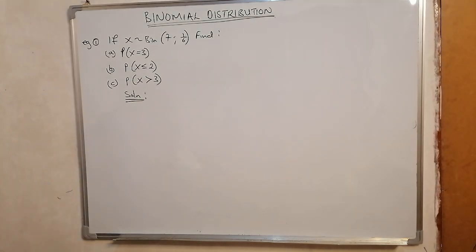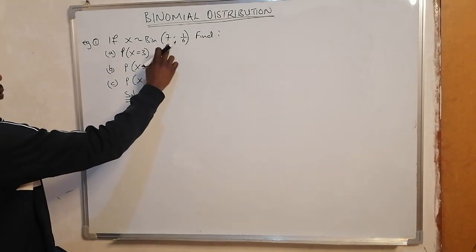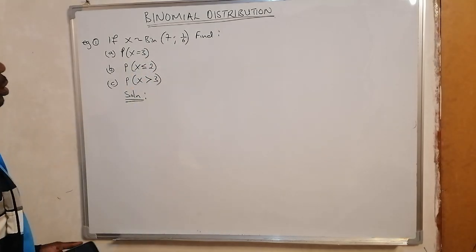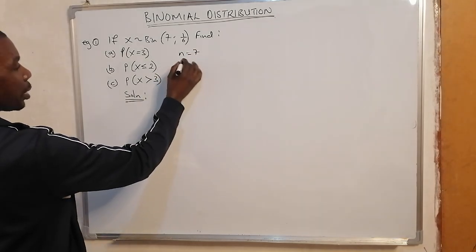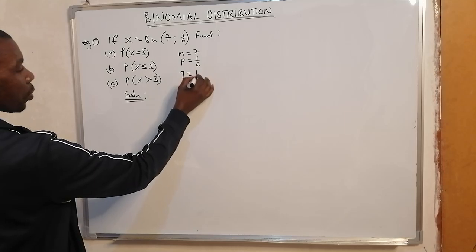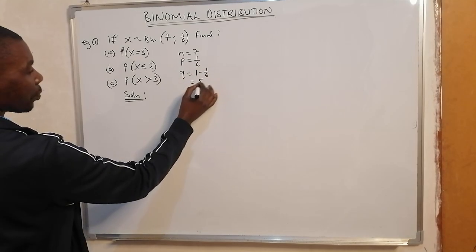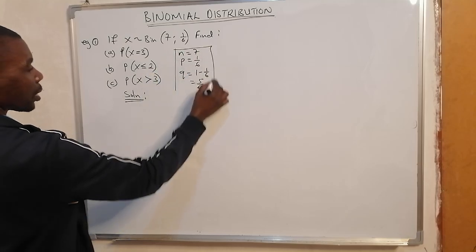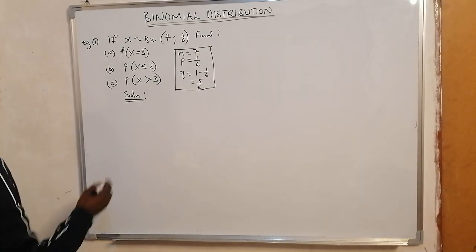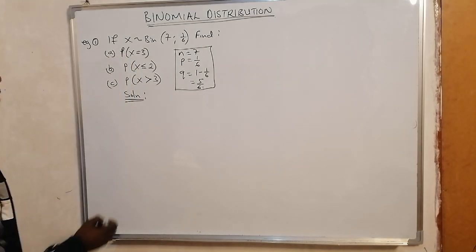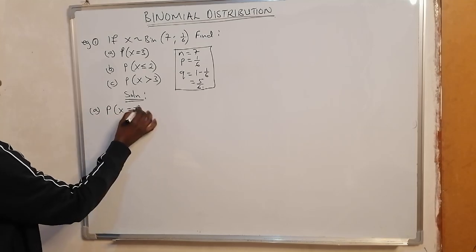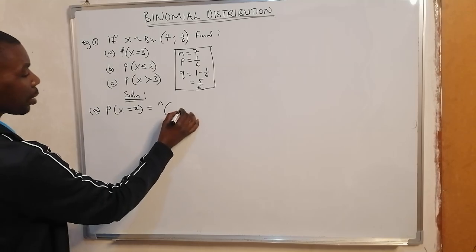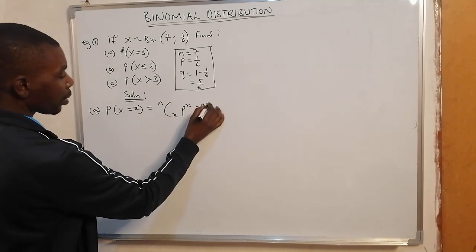Solution. We are given a distribution already. X follows binomial distribution with 7 and 1 over 6. This means that we have N equals 7 and P equals 1 over 6. Therefore, Q is 1 minus 1 over 6, which is 5 over 6. This is the information that we have. So, if we are asked to find P of X equals 3, remember P of X equals x is given by N choose x, P to the power x, Q to the power N minus x.